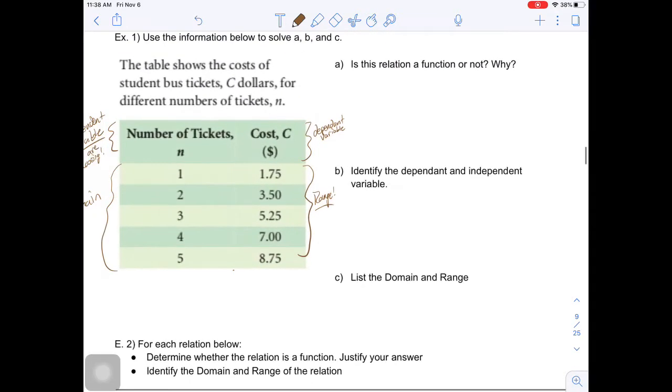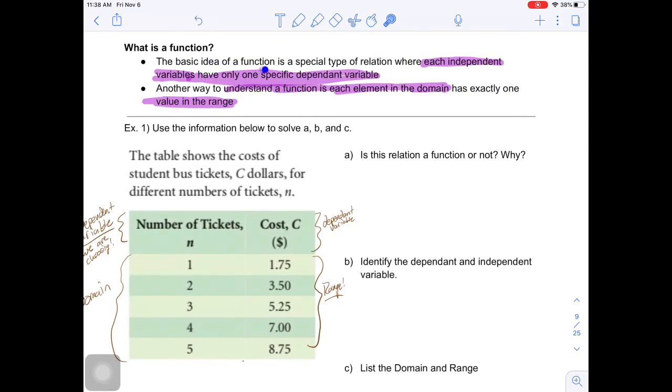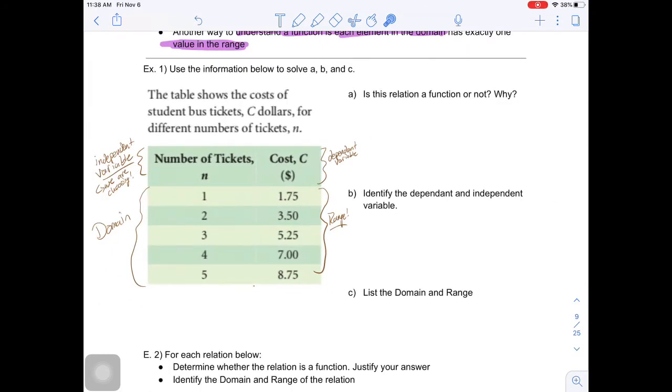Now, we got to ask ourselves, is this relation a function or not? Why? So remember what a function is. The function is where each independent variable only has one specific dependent variable. Now, oftentimes, this is actually easier to be shown using a circle graph. So we can see here, if we represent this using an arrow diagram, so this is N and this is C, so this is the number of tickets.